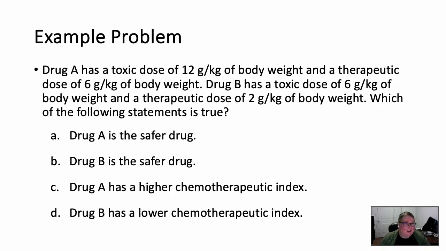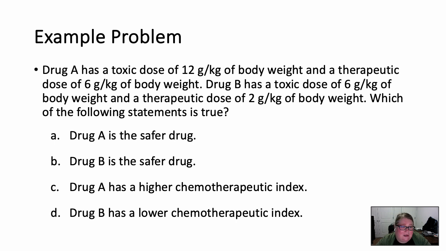So let's take this knowledge and apply it to a problem. This is a good one to know. Okay, so we have drug A. It has a toxic dose of 12 grams per kilogram of body weight and a therapeutic dose of 6 grams per kilogram of body weight. Drug B has a toxic dose of 6 grams per kilogram of body weight and a therapeutic dose of 2 grams per kilogram of body weight.